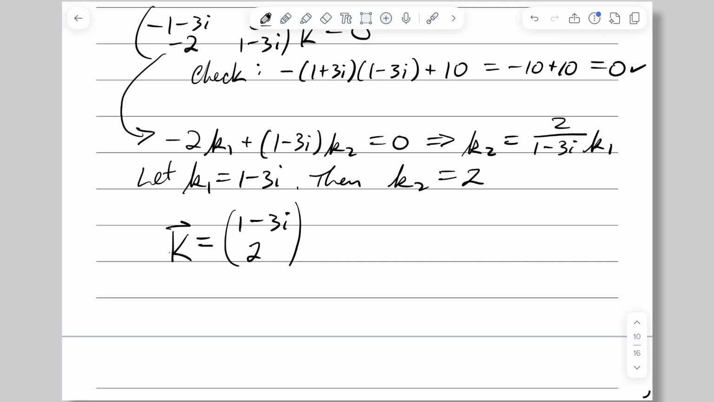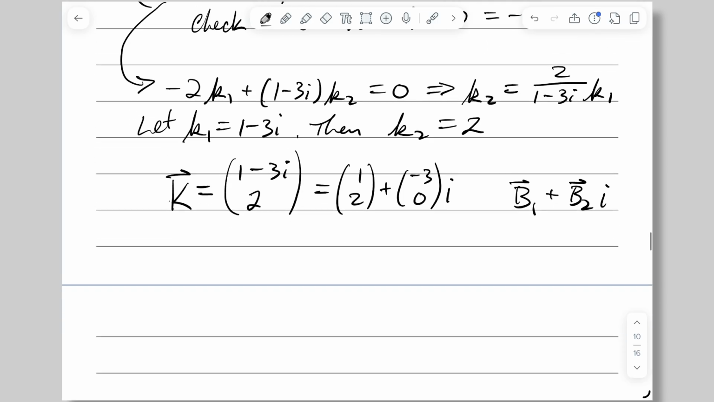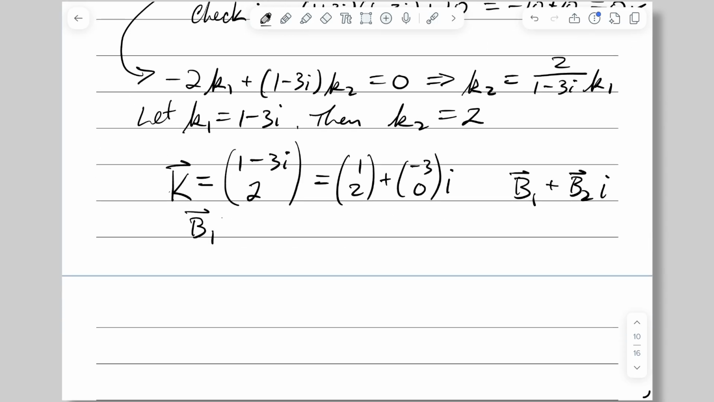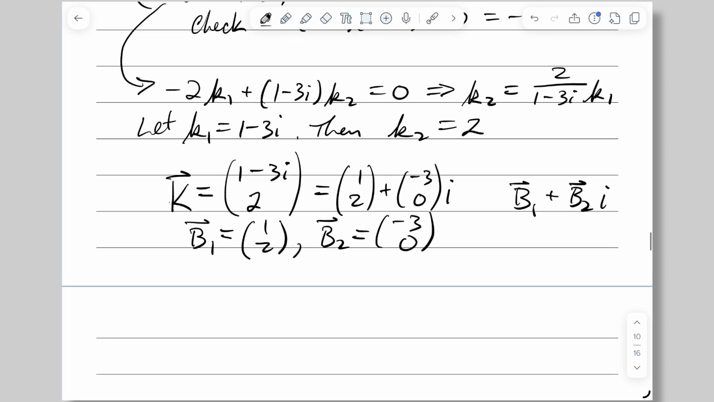In the preceding conversation, we were looking at splitting this up into a b1 and a b2, where b1 was the real part and b2 was the imaginary part. So really what we want to do is split k up into the form of b1 plus b2 i. That's going to look like (1, 2), that's our b1, plus (negative 3, 0) times i. So b1 is equal to (1, 2), and b2 is equal to (negative 3, 0).